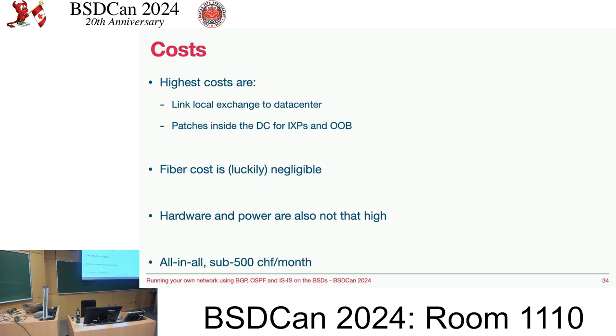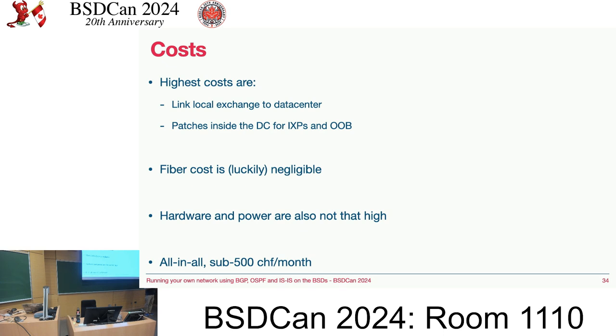And now a small bit about the costs, because people always ask me, so how much does this cost? Costs go for the co-location, because I have a little bit of space in a data center. The highest cost is actually the patches, the cables that go from my rack to SwissIX, from my rack to Cogent, because I have a port on the Cogent.